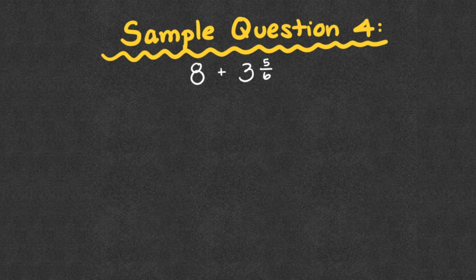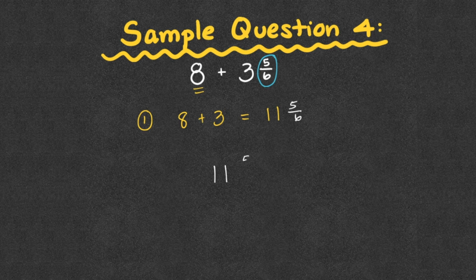Sample question number 4, we have 8 plus 3 and 5/6. The great part about these, 8 does not have a fraction. So we can just add 8 plus 3 is equal to 11. And then tack on your 5/6. So your answer is just going to be 11 and 5/6. Super easy when one of these numbers is a whole number.